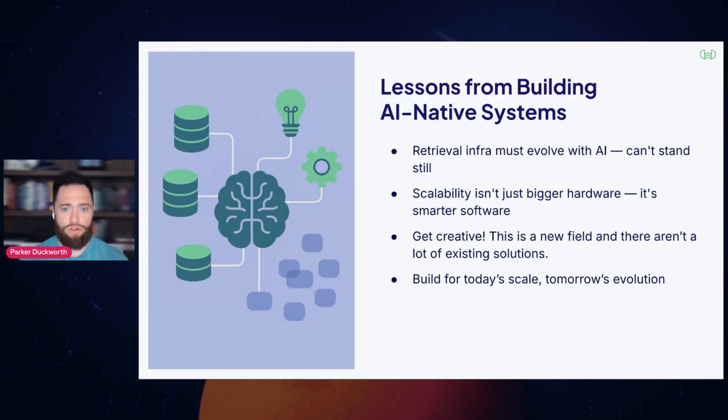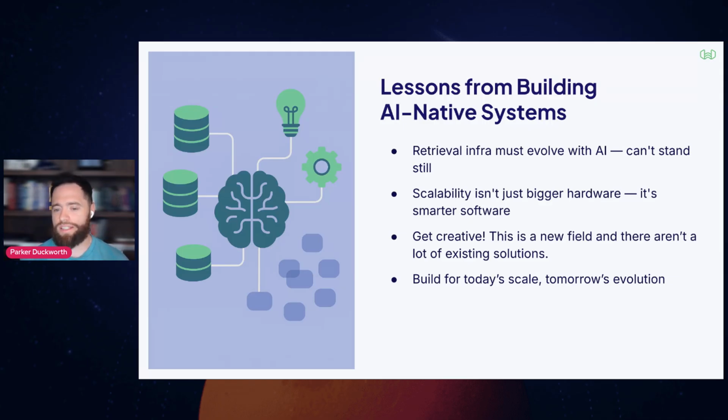Like most tech, scalability isn't just about throwing bigger hardware at the problem. You need to write better software. And this was especially true for us at Weaviate while we're building our vector database, because we very, very quickly hit the limits of vertical scalability of disks on cloud service providers. So putting a strong focus on horizontal scalability and writing very clever, very performant software has become key.